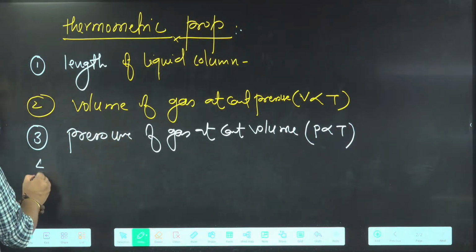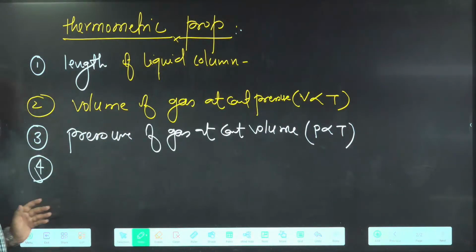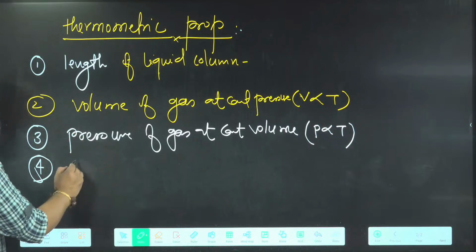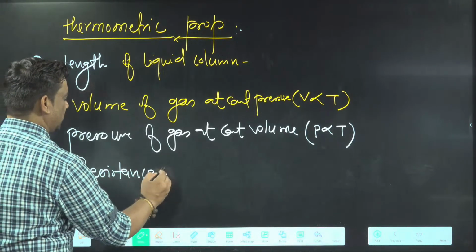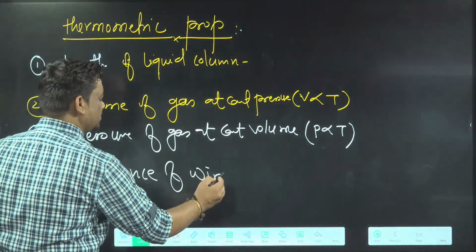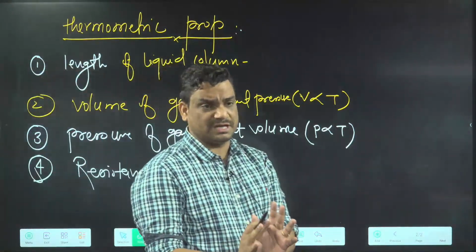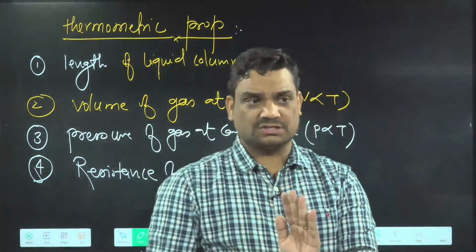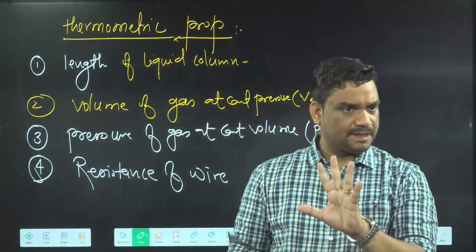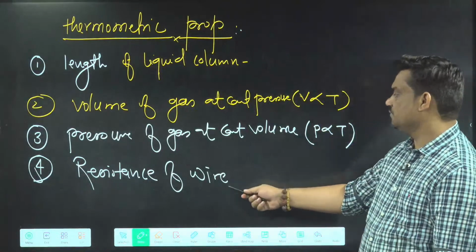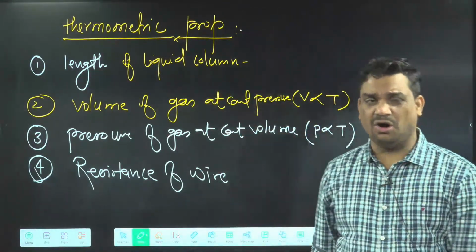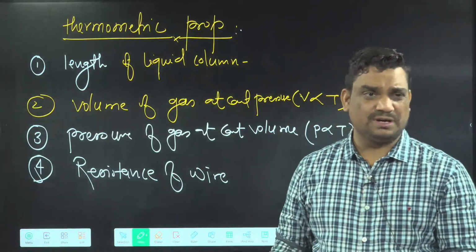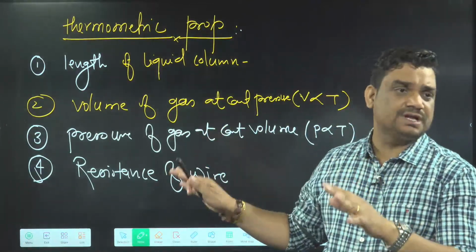Sometimes resistance also, in the current electricity chapter we'll see. So resistance of wire also can be used. Platinum is quite sensitive to temperature, so we can use platinum resistance thermometer. So we can say resistance of wire we can use. There are so many thermometric properties. I cannot write all because no one is asking also. At least these we can keep in our mind.